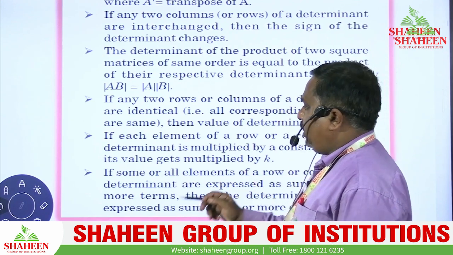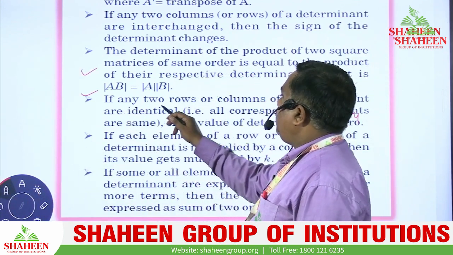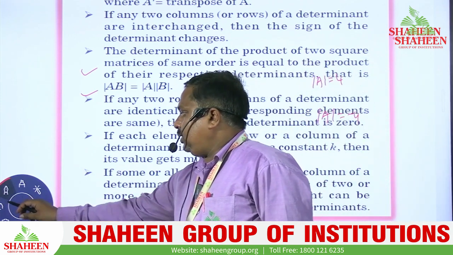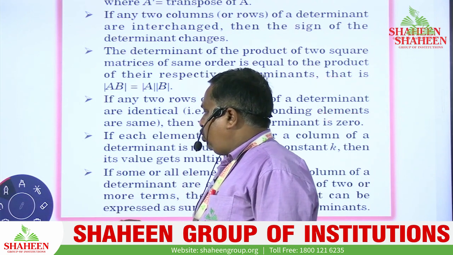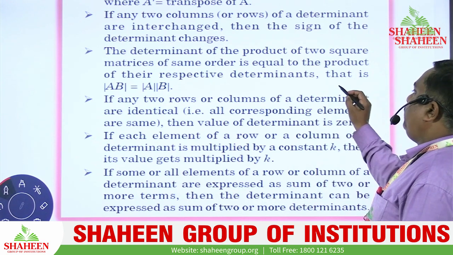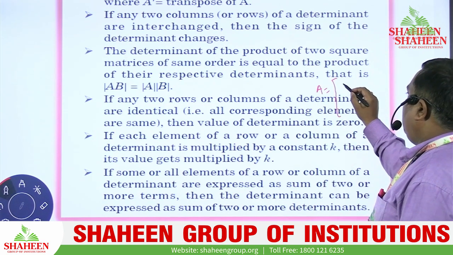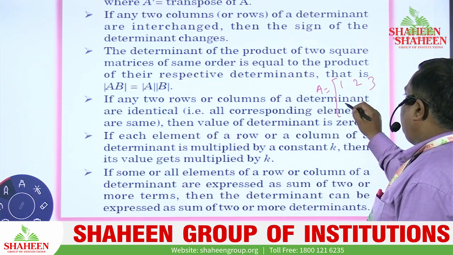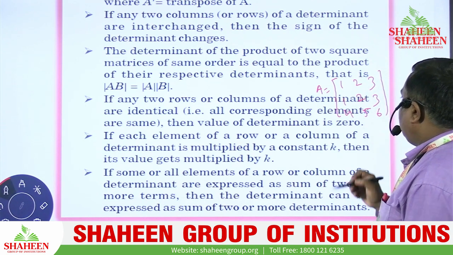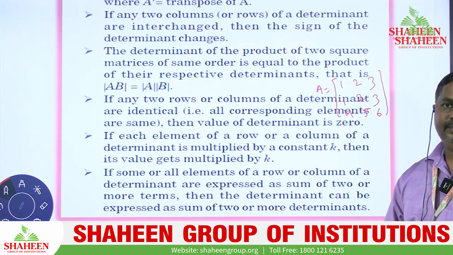Next, property number 5. If any two rows or columns of a determinant are identical. अगर दो रो या दो कॉलम ऑफ डिटर्मिनेंट सेम है. फॉर एग्जाम्पल देखिए, एक मैट्रिक्स ए है, यहाँ पे 1 2 3 1 2 3 4 5 6. We have two rows in which the same elements we have 1 2 3 1 2 3.